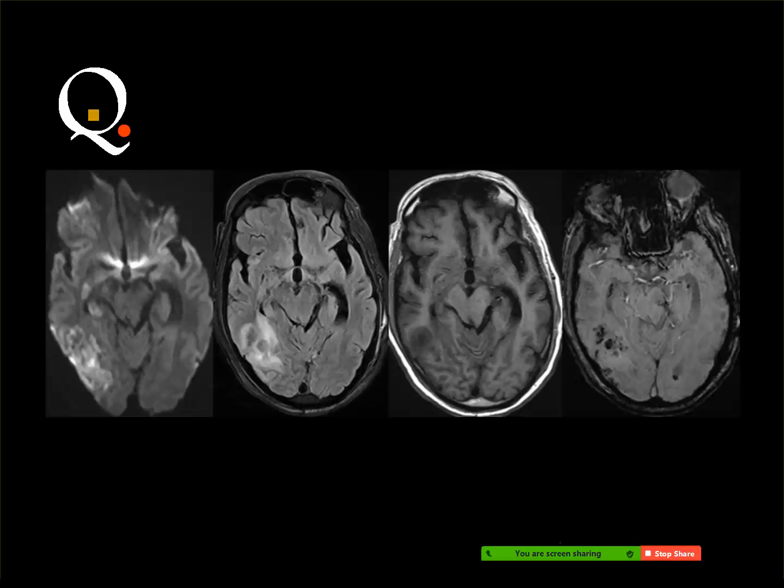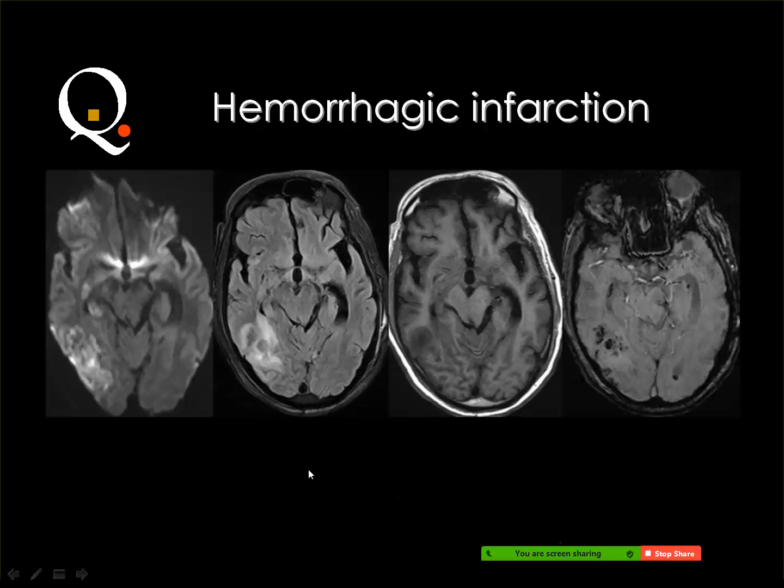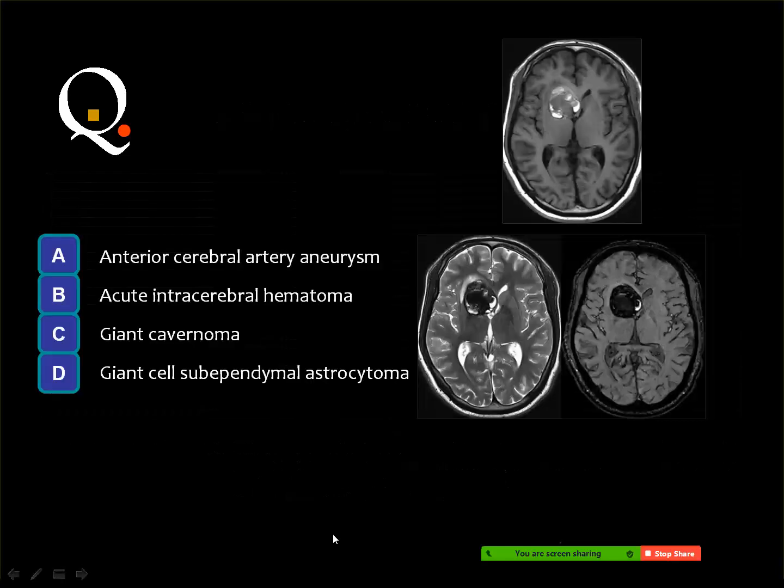Ischemic. Yes, what kind of ischemia? Hemorrhagic infarction or non-hemorrhagic? Yes, and this is hemorrhagic infarction because of the presence of low signal foci in the susceptibility weighted image, and you can see diffusion restriction in the diffusion weighted image.